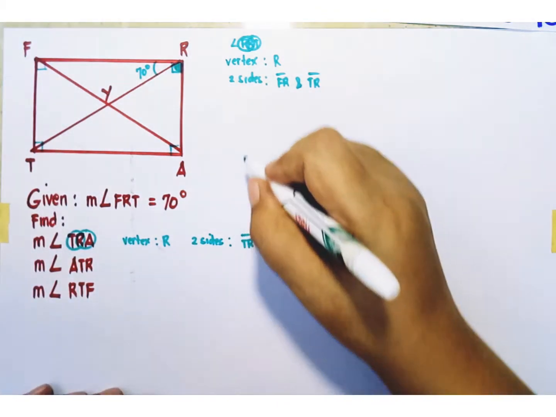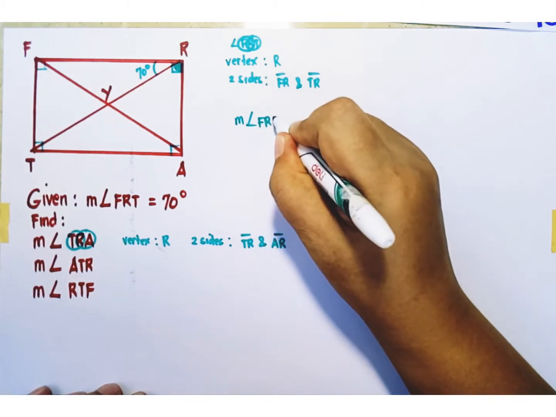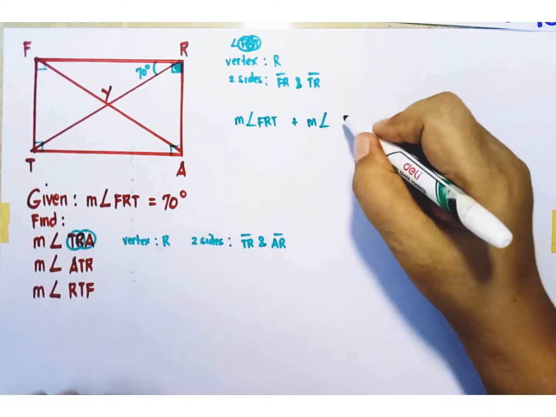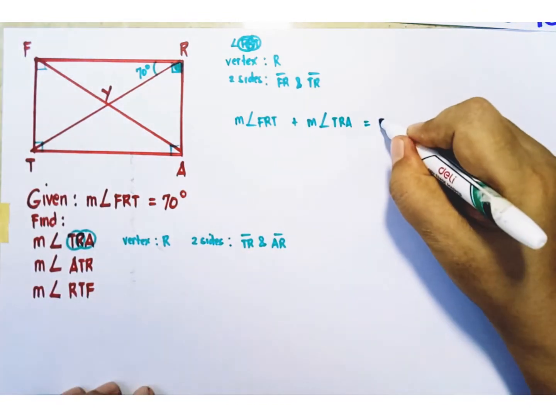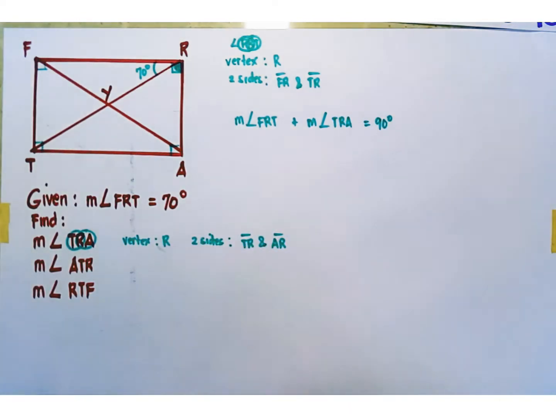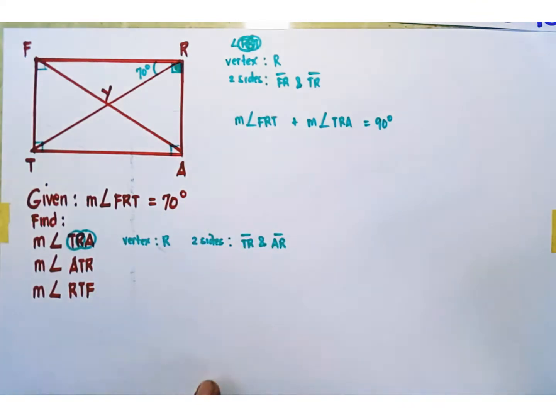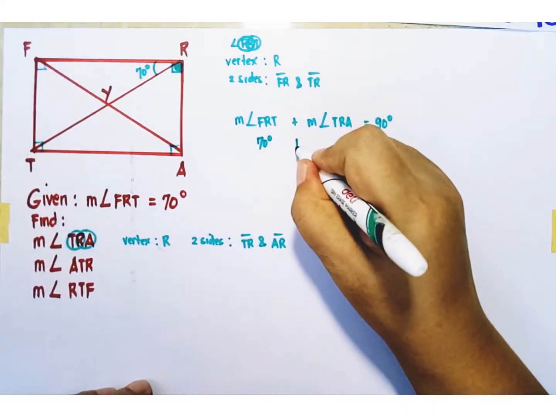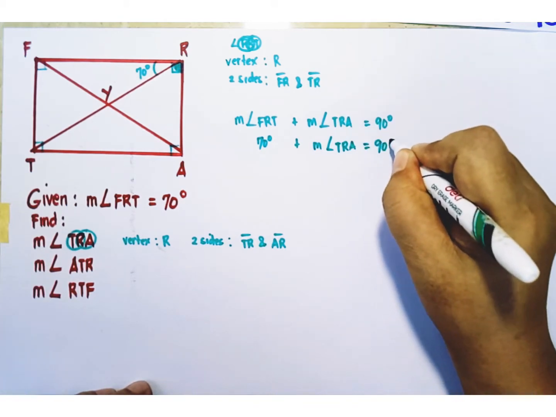So if we're going to add measure of the given angle, which is angle FRT, plus the measure of the indicated angle, angle TRA, the sum is equal to 90 degrees. This is by application of one of the properties of a rectangle. Okay, let's replace the first term of this equation with its given value. It's given 70 degrees plus the unknown measure of angle TRA is equal to 90 degrees.